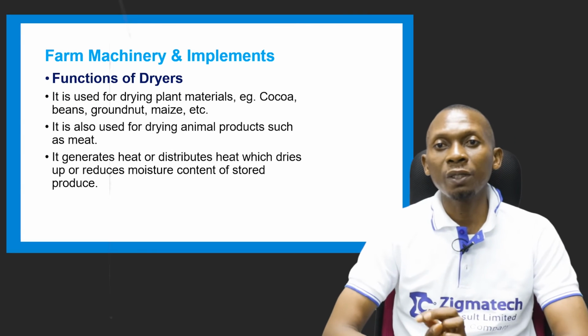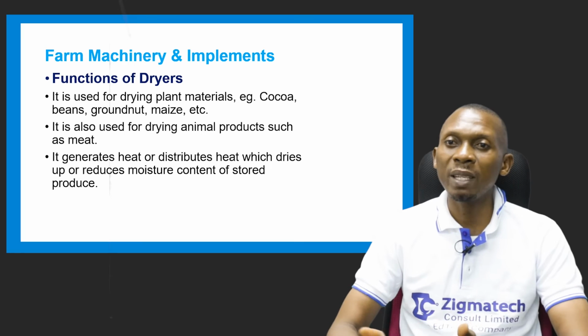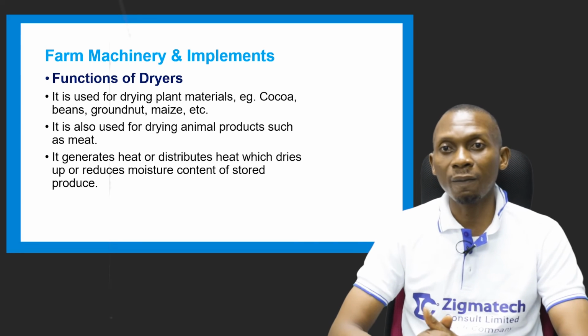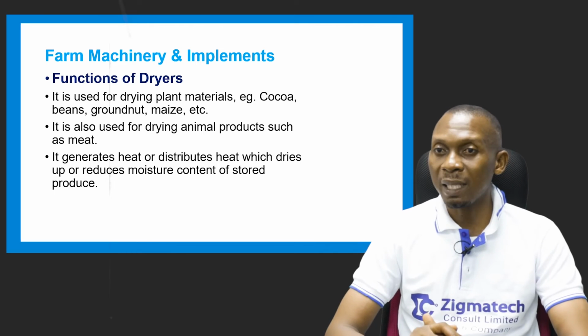Now, what's the function? They are used for drying plant materials as stated earlier, such as cocoa, beans, groundnut, maize, and other farm crop produce. They can also be used for drying animal products such as meats.